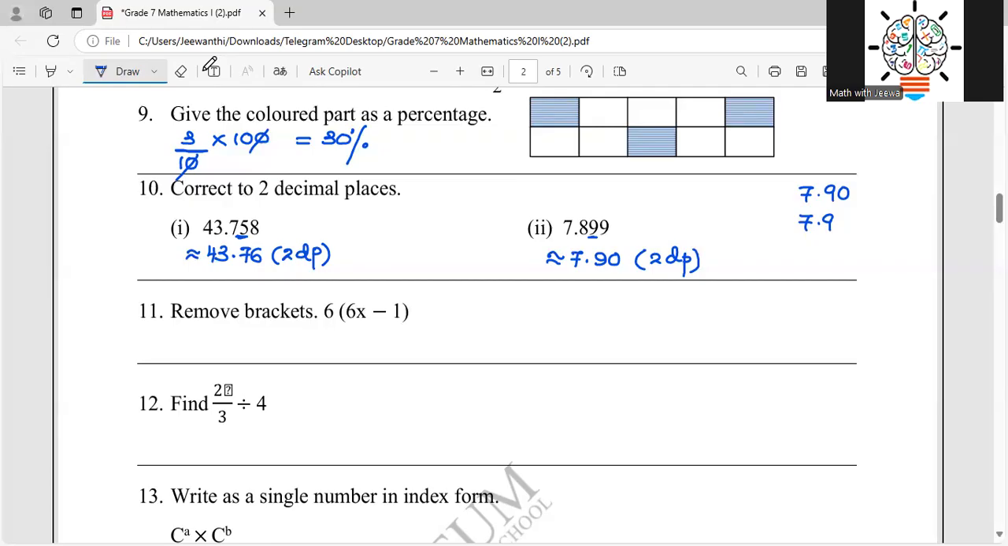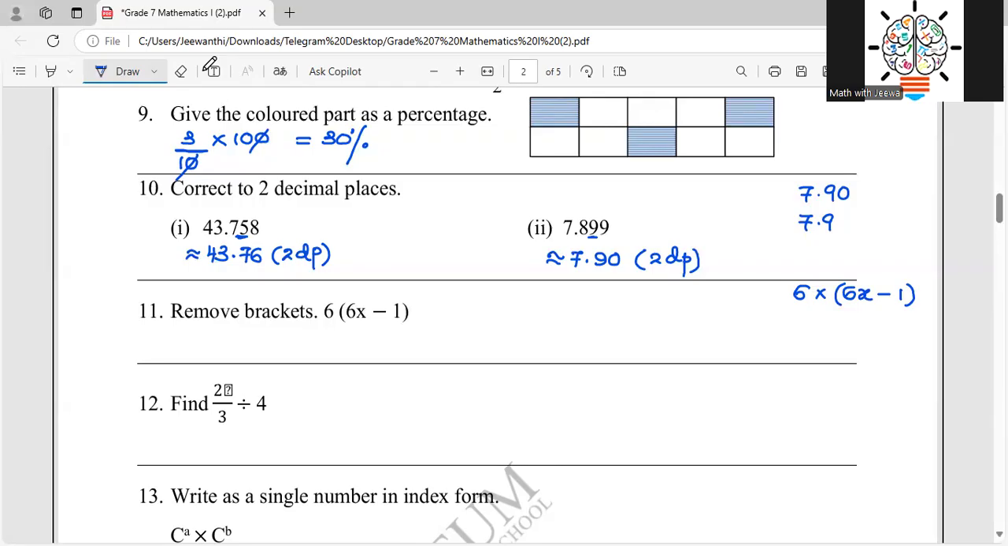In between the bracket and the number, 6 multiplied by 6x minus 1. This is the real meaning of this. The multiplication sign is not visible. So then we know that each and every component inside the bracket we multiply by the outside number, that is 6.